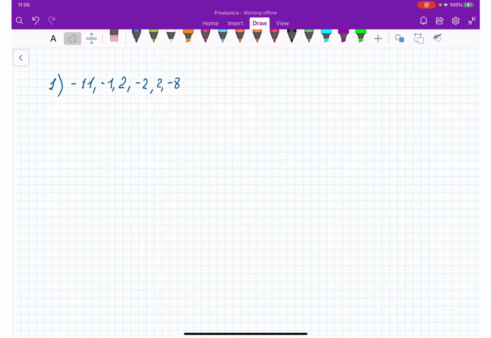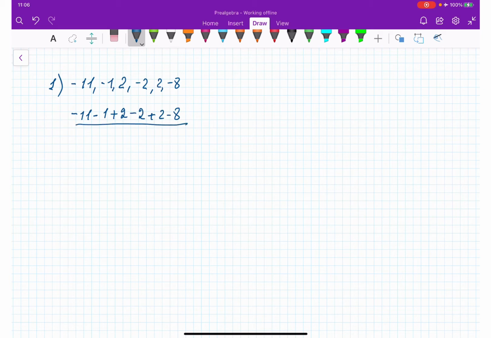We need to add all these numbers and divide by the amount of these numbers. So it's going to be negative 11, negative 1, positive 2, negative 2. We are adding all of them. I just don't put negative 11 plus negative 1, just straight negative 11, negative 1. Okay? If I would want to write down subtraction of the same numbers, I would put negative 11 minus negative 1. That's the difference. So, negative 11, negative 1, plus 2, negative 2, plus 2, negative 8.